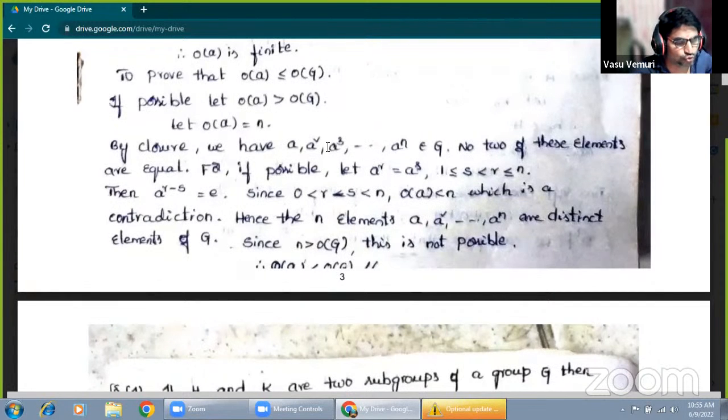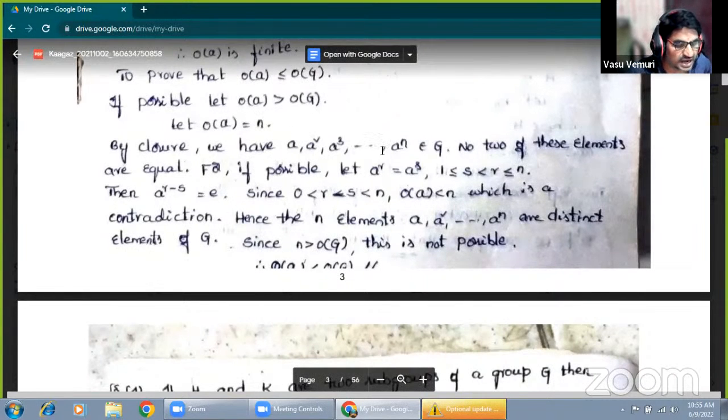Because a power 2 or a square, so a square is not equal to a cube, a cube is not equal to a power 4. In the same manner, a power r is not equal to a power s. But if possible, suppose a power r equals a power s, where r is greater than s. But here the r and s values both lie between 1 and n.